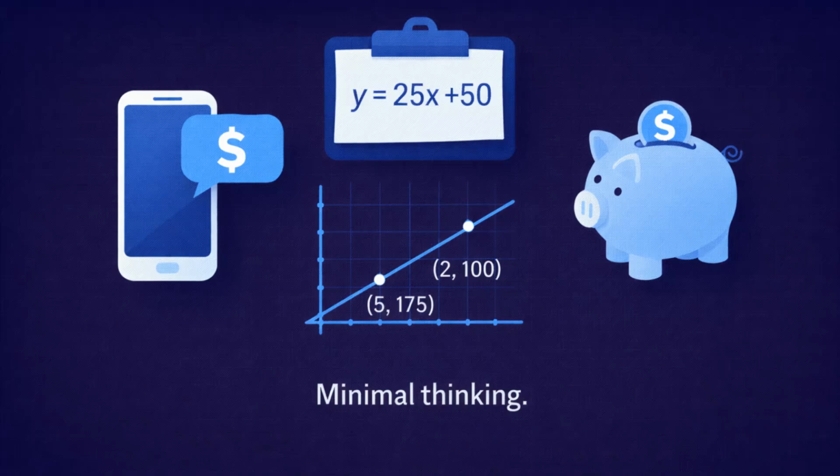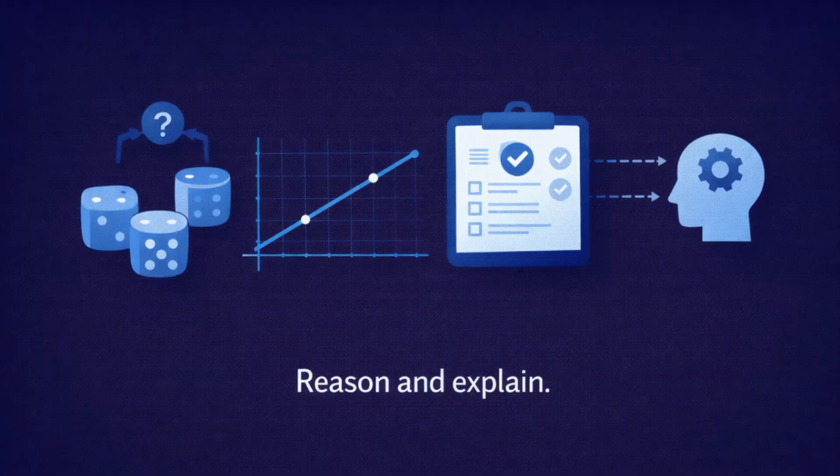Returning to the linear example, students may be given a context like a cell phone plan or a savings account. A low-demand task might tell students exactly which equation to write and which points to plot. A high-demand task would require students to decide what quantities matter, determine whether the relationship is linear, choose how to represent it, and explain what the slope and intercept mean in context.